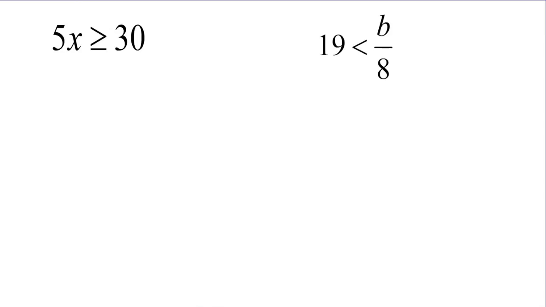So let's look at some examples of solving inequalities here by multiplying and dividing. 5x is greater than or equal to 30. So this is multiplication. I'm going to solve this by division.